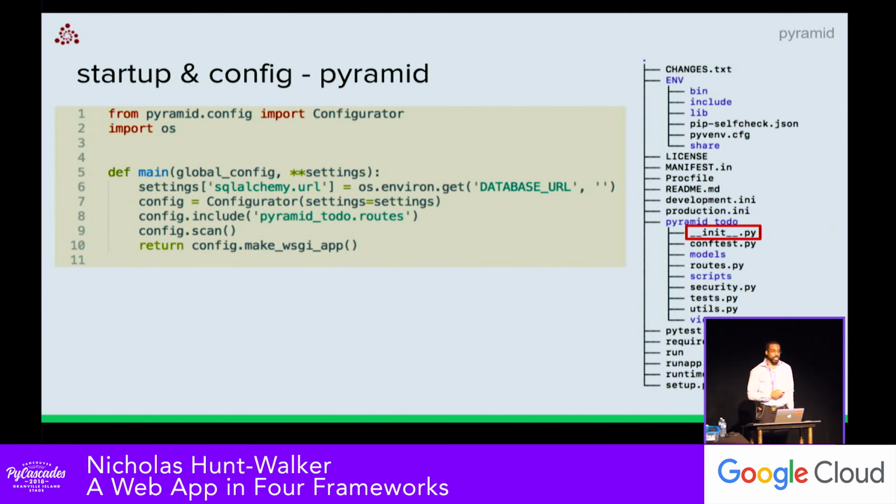When you use the cookie cutter template, this is all that it gives you. This __init__.py file is what holds the main part of your application, as well as including your central configuration, which hooks in your routes, your views, and even your models if you have those models.